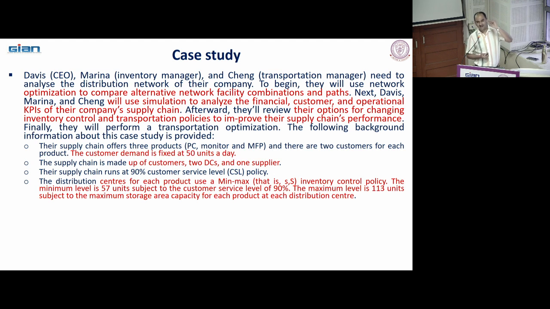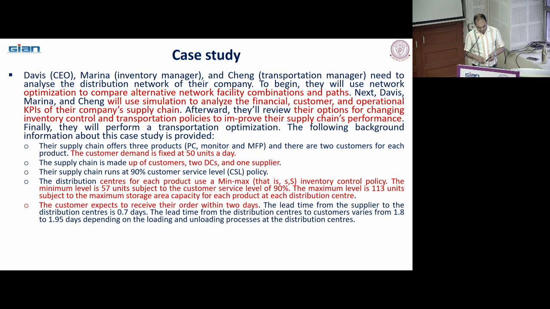It's not fixed. They can order up to 113. It depends on what the current level is, but they can go to the maximum of 130. So we cannot order a fixed quantity here. It varies, subject to the maximum storage area capacity for each product at each distribution center. The customer expects to receive their order within 2 days.